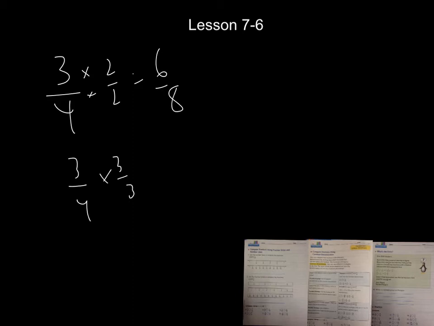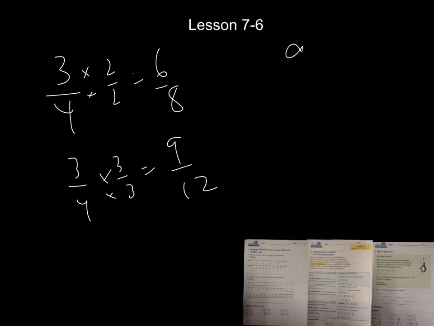Alright, boys and girls, today's lesson is lesson 7-6, compare fractions with unlike denominators. We've been working with unlike denominators a lot lately when finding equivalent fractions. So we're either using multiplication or we're using division. For example, if I have 3/4 and I want to find two different equivalent fractions, I could multiply it by 2 over 2, which gives me 6/8, or I can multiply it by 3 over 3, which gives me 9/12.